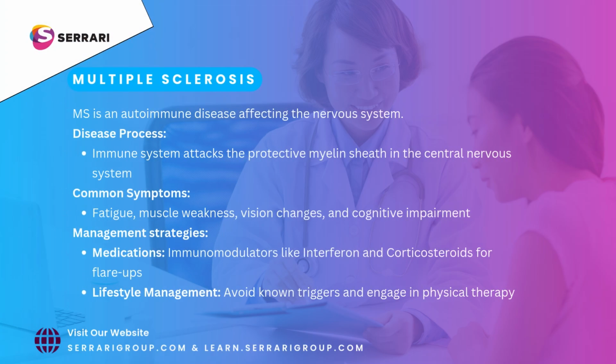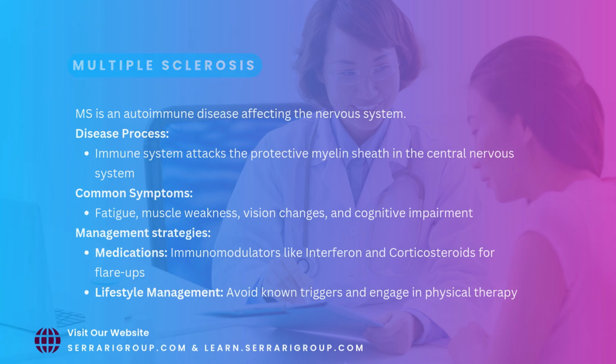Multiple sclerosis. MS is an autoimmune disease affecting the nervous system. Disease process: immune system attacks the protective myelin sheath in the central nervous system. Common symptoms: fatigue, muscle weakness, vision changes, and cognitive impairment. Management strategies: medications, immunomodulators like interferon and corticosteroids for flare-ups. Lifestyle management: avoid known triggers and engage in physical therapy.